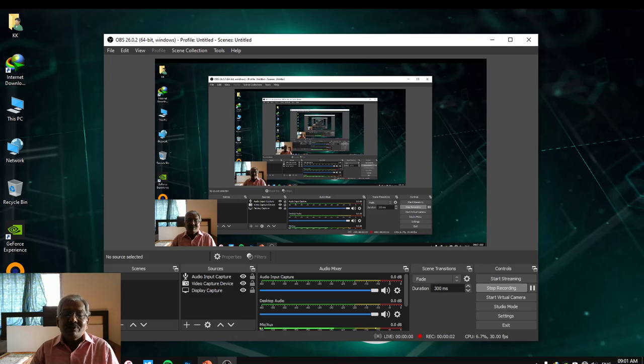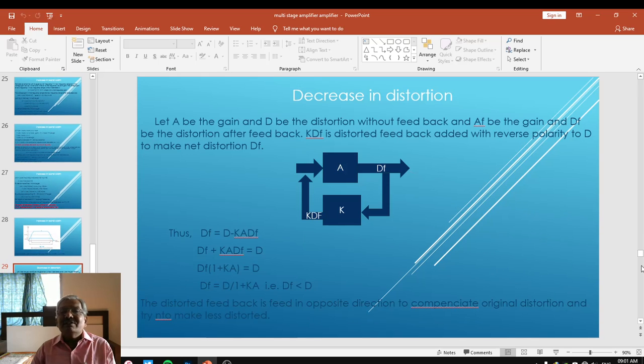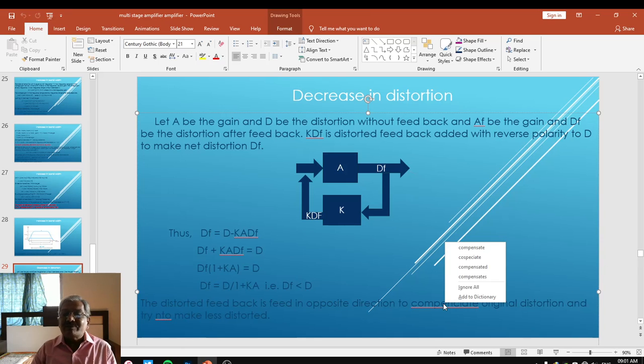Dear friends, in the last lecture, we studied how bandwidth and stability increase due to application of the negative feedback. And today we are going to consider how distortion and noise levels are reduced due to application of the negative feedback in the amplifier.